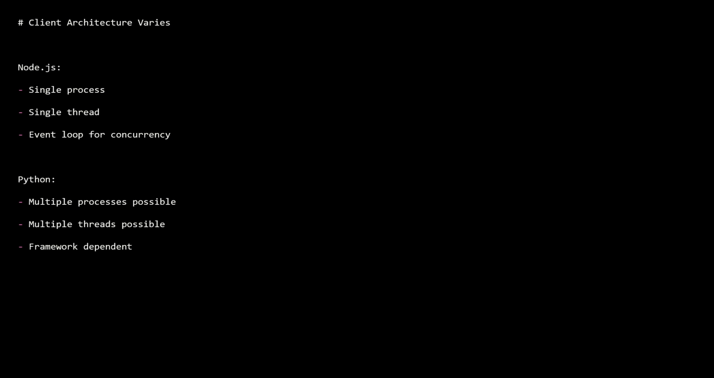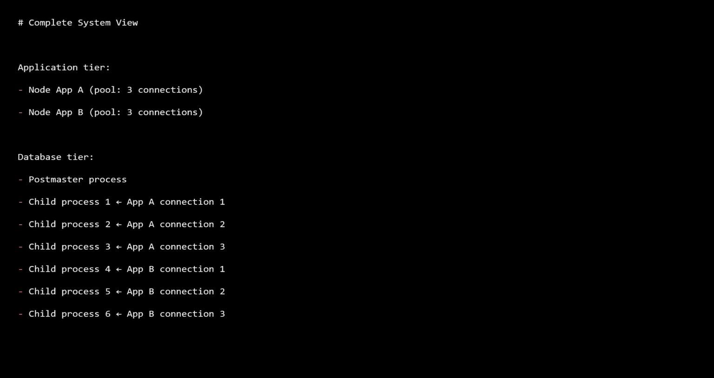Different languages handle concurrency differently. Node runs one process with one thread using an event loop. Python can use multiple processes or threads, often configured through frameworks like Uvicorn. In a real system, each application maintains a connection pool. Each pooled connection corresponds to one PostgreSQL child process. PostgreSQL max connections setting limits how many children can exist. Beyond that limit, new connection attempts are rejected.